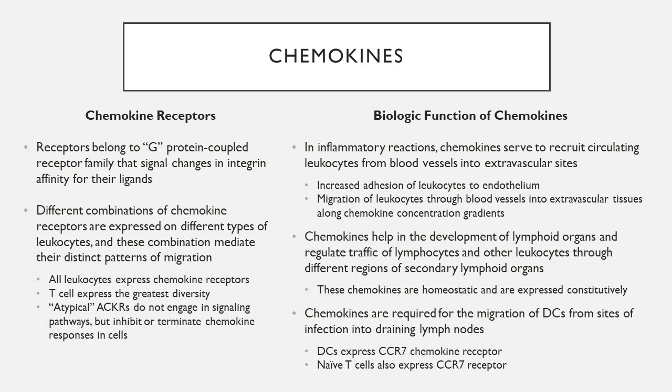So, for instance, one that we're going to hear throughout this course is CCR7. So, dendritic cells express CCR7 receptor, as do naive T cells. And this helps them both congregate in the same areas of the lymph nodes.